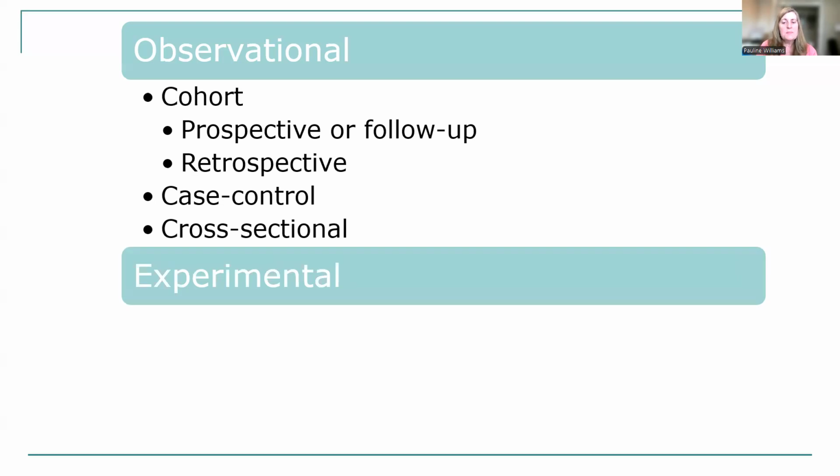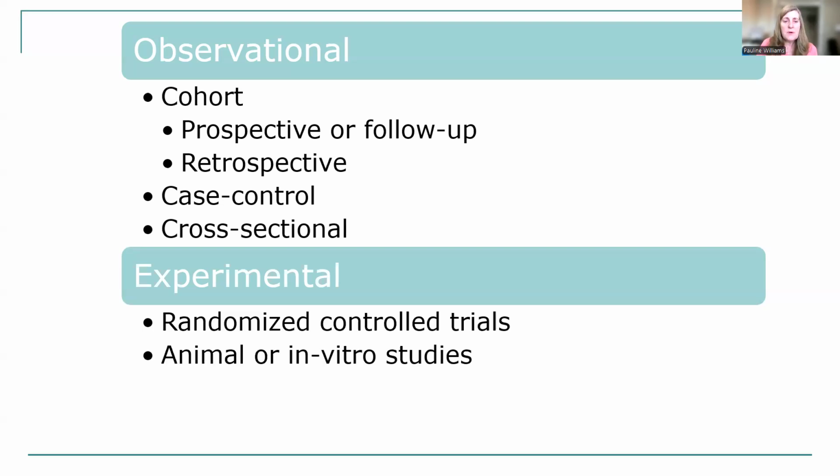Now let's look at experimental studies. And I think this is what most people think of when they think of research. With experimental studies, we're going to talk about randomized controlled trials and animal or in vitro studies. So a randomized controlled trial, you can have different sample sizes and different populations, but what you do is you randomize the intervention and you can control it against something else.